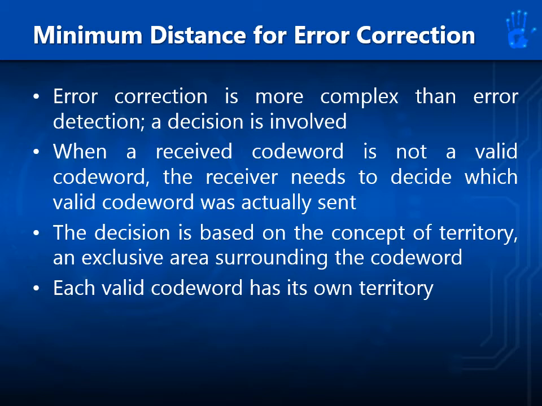Error correction is more complex than error detection. This is because a decision is involved. When a received code word is not a valid code word, the receiver needs to decide which valid code word was actually sent. The decision is based on the concept of territory, an exclusive area surrounding the code word. Each valid code word has its own territory.